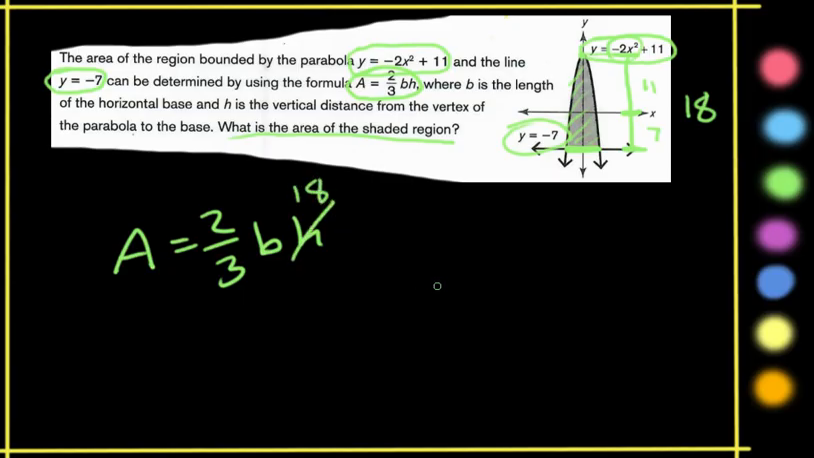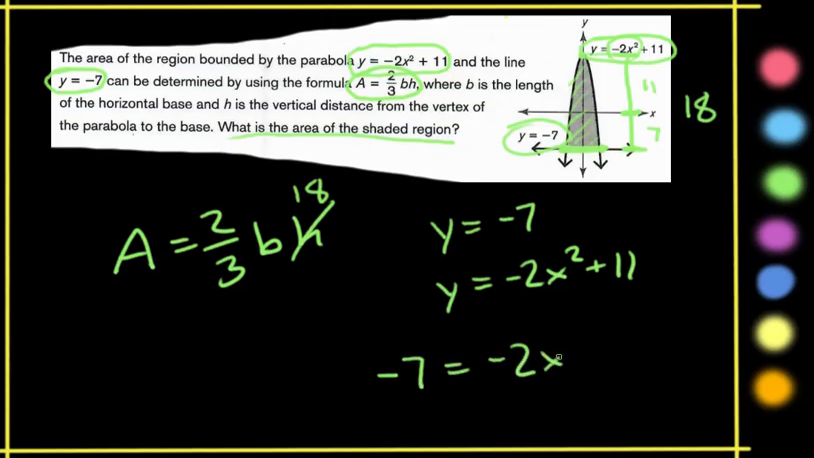Now we need to figure out the base. So the base we can figure out by writing the equation. We have an equation y equals -7, and then we have another equation, which is y equals -2x squared plus 11. And at these intersection points, those two y's are going to be equal to each other. So we can say -7 equals -2x squared plus 11.